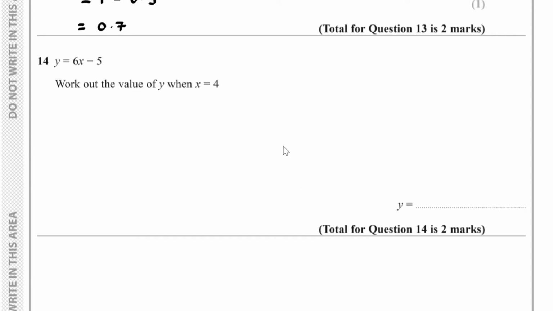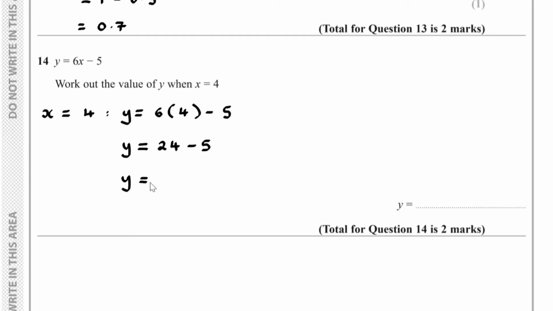Question number 14. y is equal to 6x minus 5. We have to work out the value of y when x is 4. Well, when x is equal to 4, y is equal to 6 multiplied by 4, subtract 5. So y equals 24 minus 5. So y is equal to 19. y is 19.